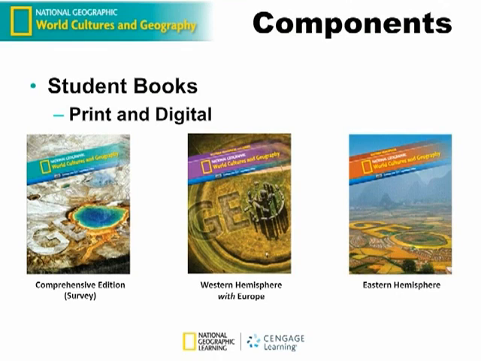For students, the program components include 3 different versions of the student book. The Survey Edition covers 11 regions, while the Eastern Hemisphere covers 8 regions. The Western Hemisphere with Europe Edition covers 5. The Survey Edition is also available in Spanish.